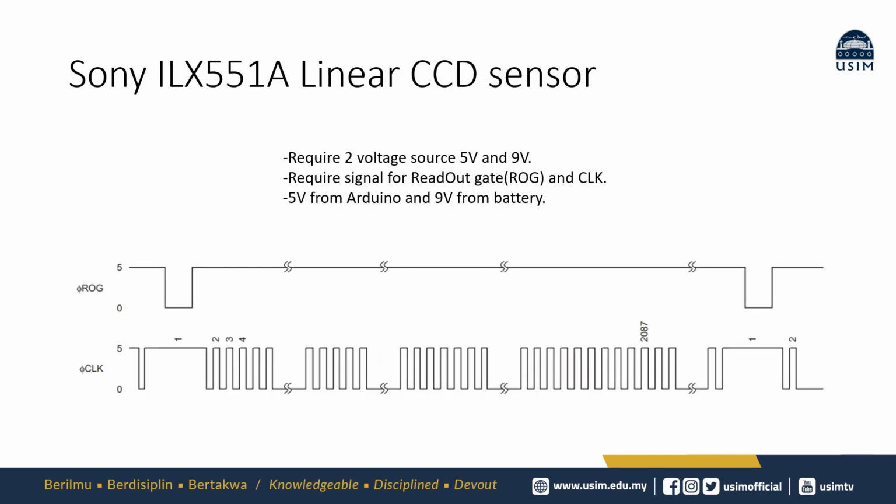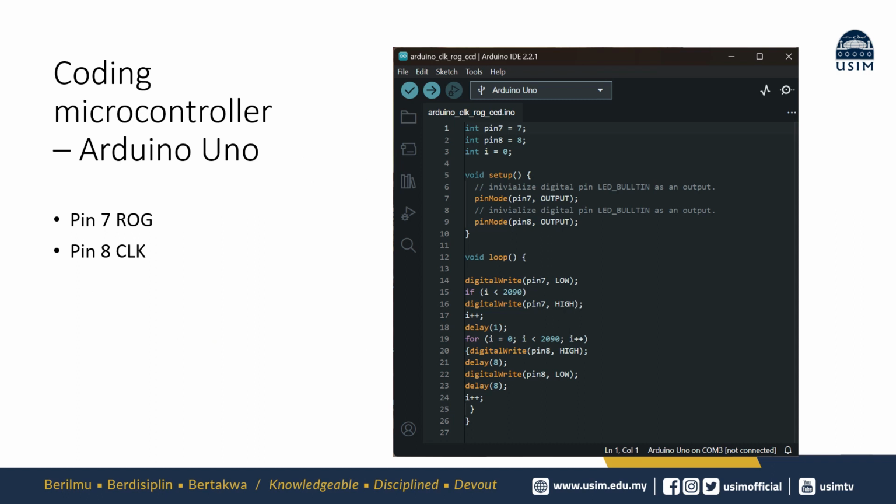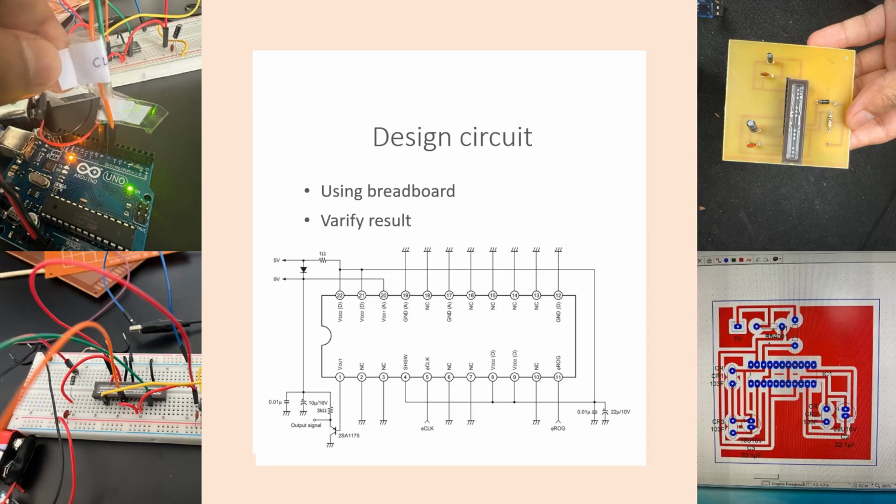First step, we need to supply two types of signals to the CCD sensor, which are the read out gate ROG signal and the clock signal. Here is the code for the signals. I use Arduino to supply those signals. Based on the Sony datasheet, their linear CCD sensor, which is ILS551A, needs two power sources, 5V and 9V. They also provide a schematic circuit.